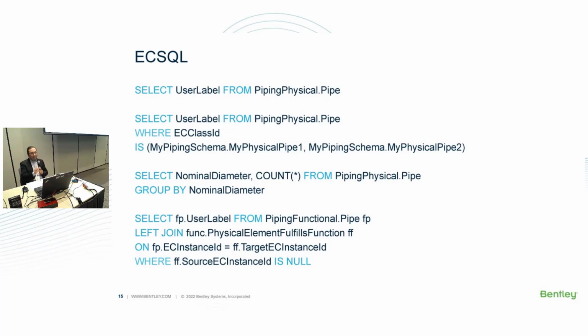And finally, showing a little bit of the join support. This is joining the concept of pipe in a functional schema by using a relationship. So relationships are also treated as classes, and they support inheritance and all that. In this case, the relationship is the one that I mentioned a few slides ago, physical element fulfills function. And that particular query is just looking for, it's going to give you the functional pipes that don't have any associated physical elements in the iModel. That's why the where clause is doing an is null check.